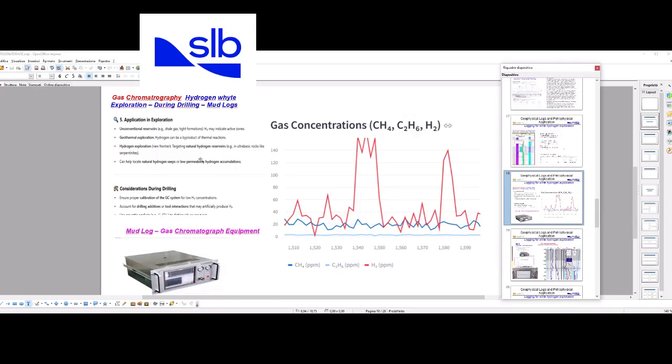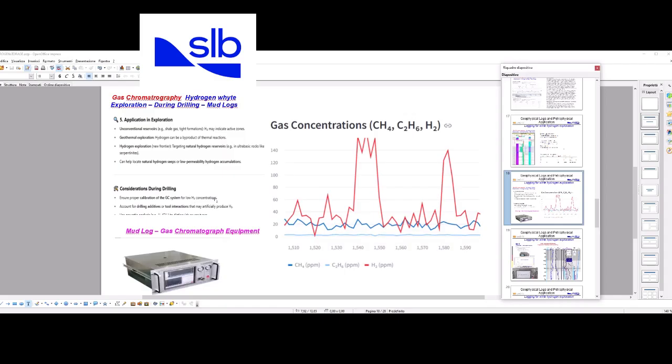But generally the targeting is for natural white hydrogen, in natural hydrogen reservoirs like ultrabasic rocks such as serpentinite, and it can help locate natural hydrogen seeps or low permeability hydrogen accumulations. So this is this kind of case.